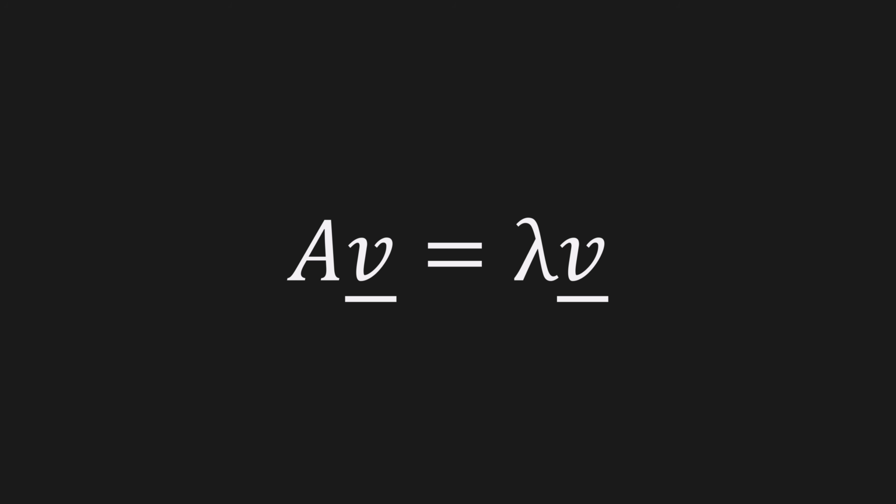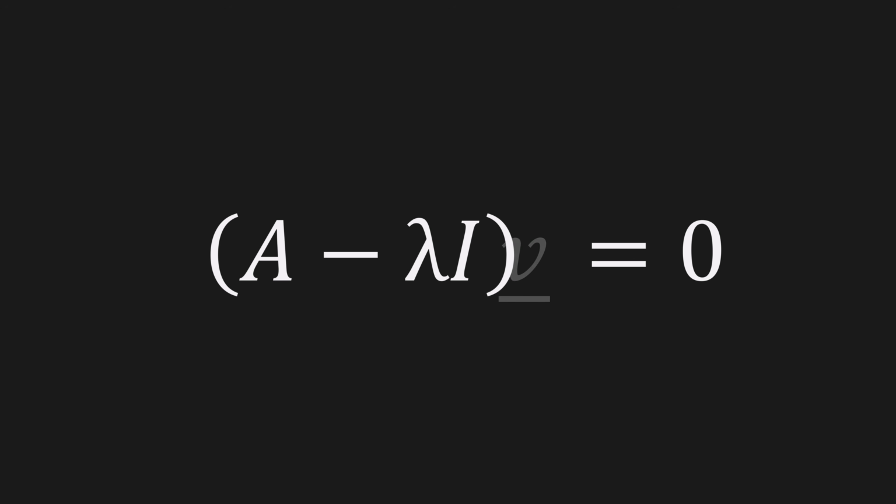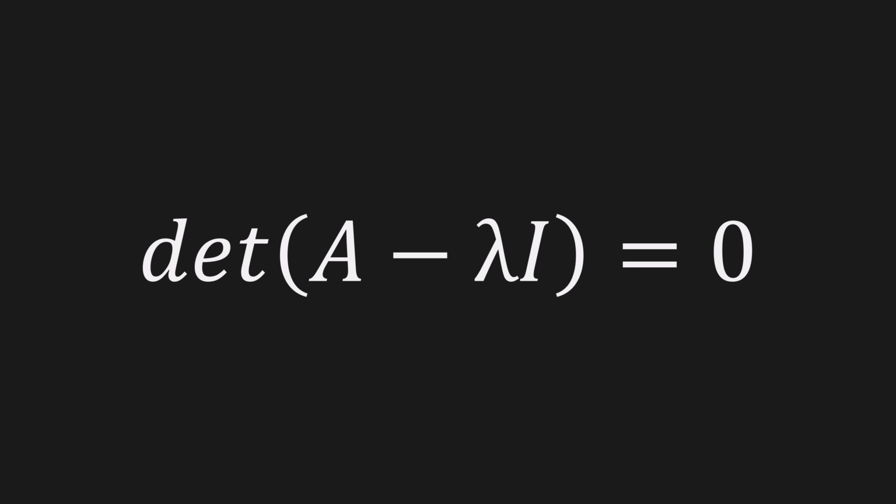Well, mathematically, an eigenvector v of a matrix A satisfies A times v equals lambda times v, where lambda is the eigenvalue. To find them, we need to solve the equation (A minus lambda I) times v equals 0, where I is the identity matrix. This leads to the so-called characteristic equation, which is determinant of (A minus lambda I) equals 0.